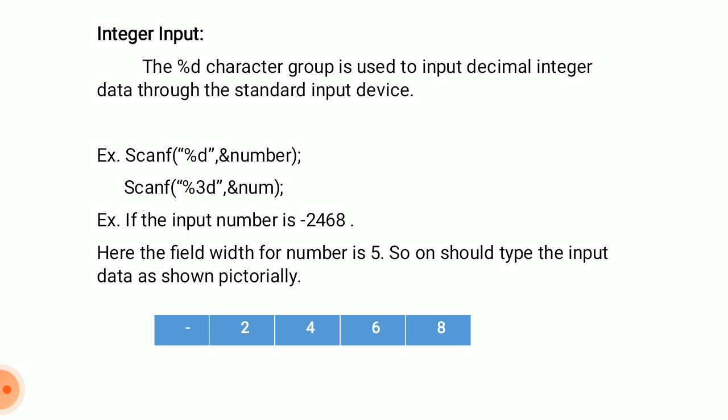So in this video we will see the types of input output functions, that is, formatted input output functions and unformatted input output functions. The first one is integer input. The %d character group is used to input decimal integer data through the standard input device. Suppose you want to read integer type data, then we have to specify the %d character. So %d is a conversion character.